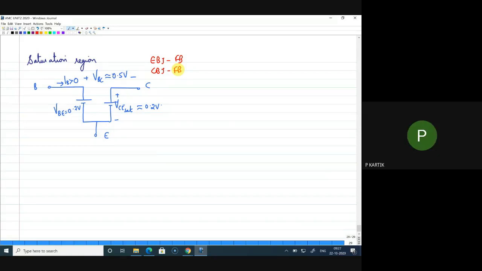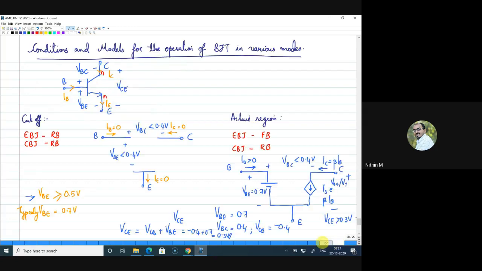Sir, you said that for IB to flow, VBE should be greater than or equal to 0.5. Yes. And VBC should be 0.4. Where did I write that? No, no. Okay, come again. Go ahead with your doubt, Karthik. For IB to flow, VBE is greater than or equal to 0.5. Yes. And VBC is greater than or equal to 0.4. No. That is not for IB to flow. For IC, you mean? No, nothing like that.